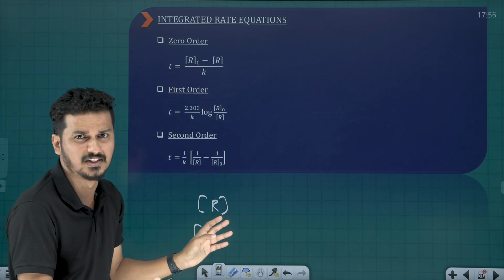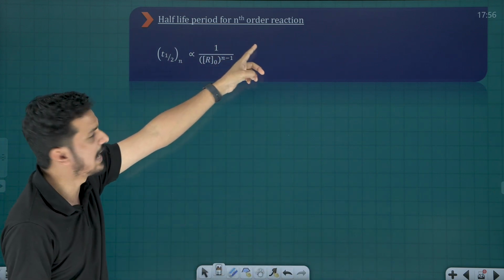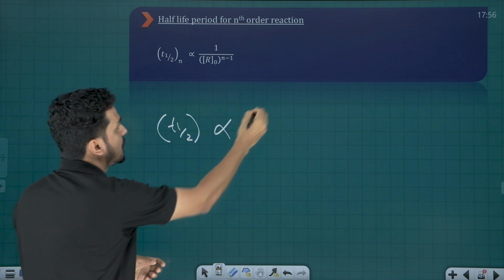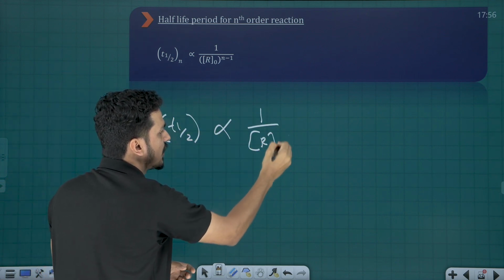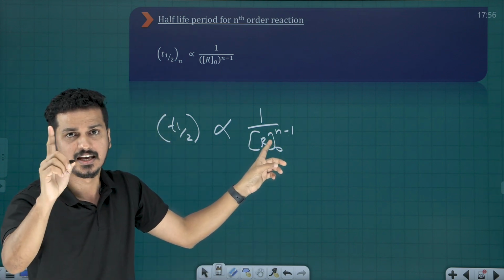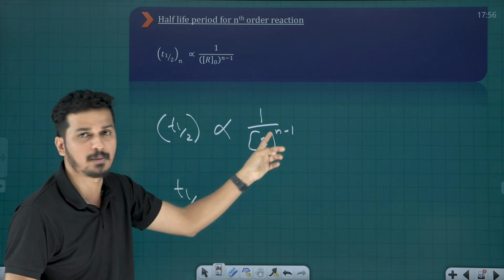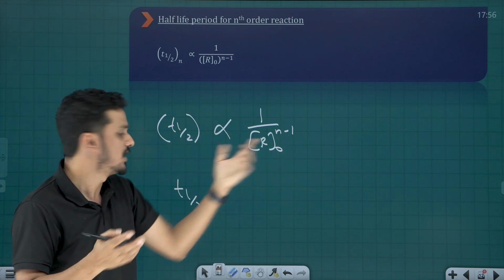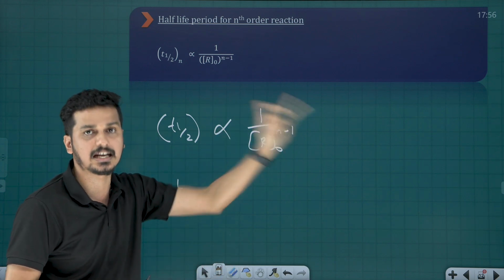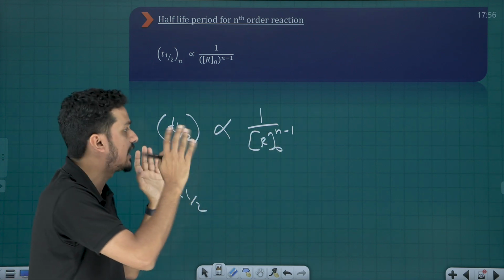By using that, questions will be there. Then again, from here, half-life period of nth order of a reaction. They have given the formula: T half for nth order reaction is directly proportional to 1 by R0 raised to n minus 1. If you put n equal to 1, that means first order reaction. In the case of first order reaction, T half is independent of the initial concentration, because n minus 1 is zero. In the case of zero order reaction, it is directly proportional. In the case of second order reaction, it is inversely proportional. Like that, you will get the idea. You have to keep it in mind.